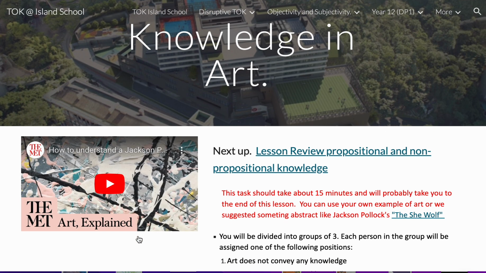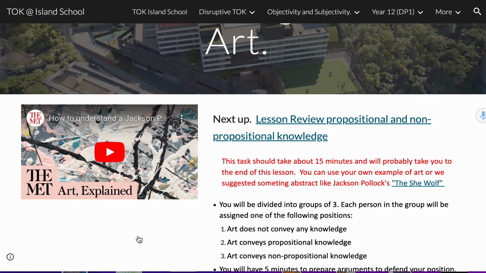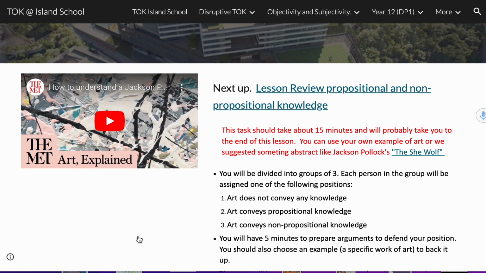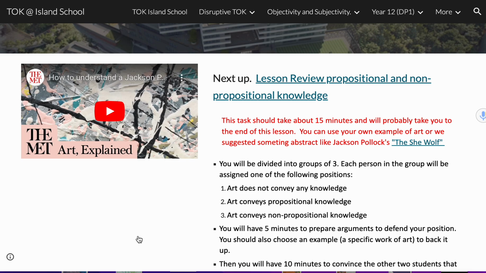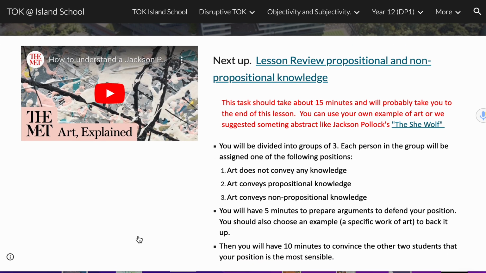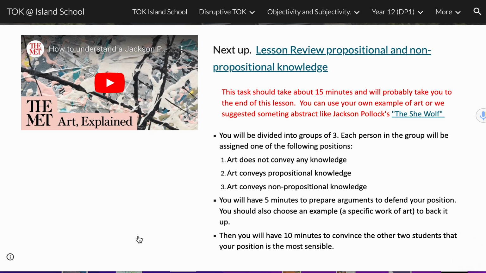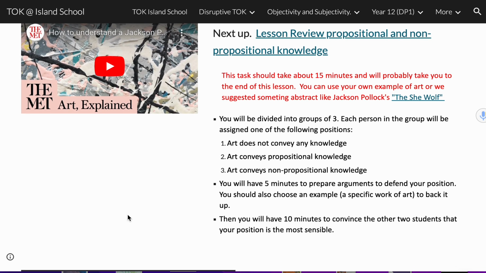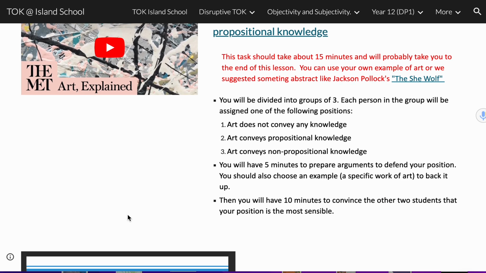And then we moved on specifically to think about propositional and non-propositional knowledge in the arts. There's very much the feeling here that non-propositional knowledge is much more important in the arts. Through the context, maybe some of you looked at The She-Wolf from Jackson Pollock, and we thought about: art does not convey any knowledge, art conveys propositional knowledge, and art conveys non-propositional knowledge.